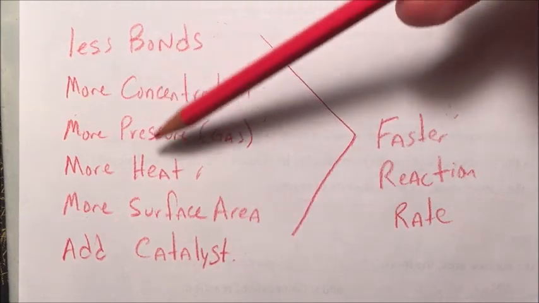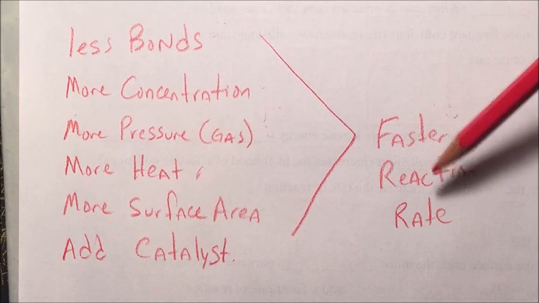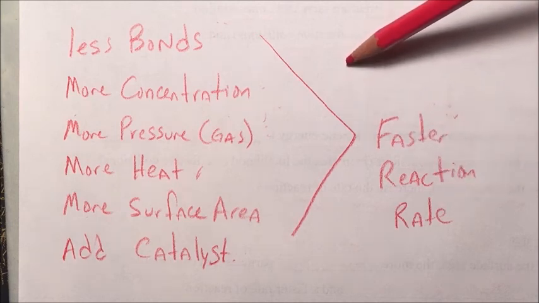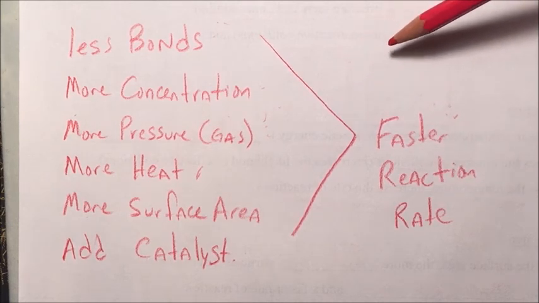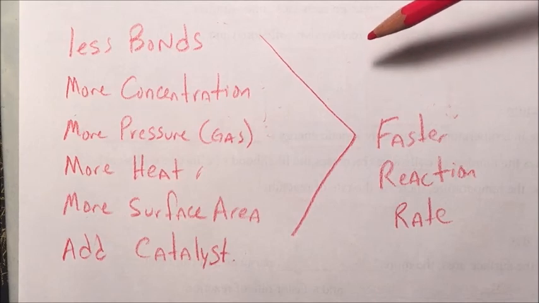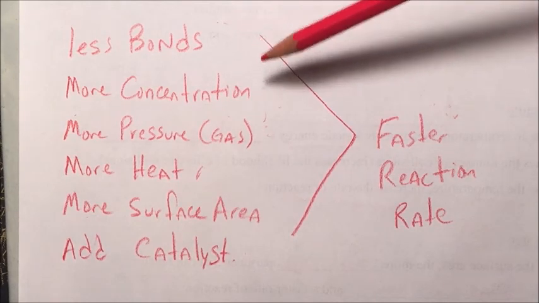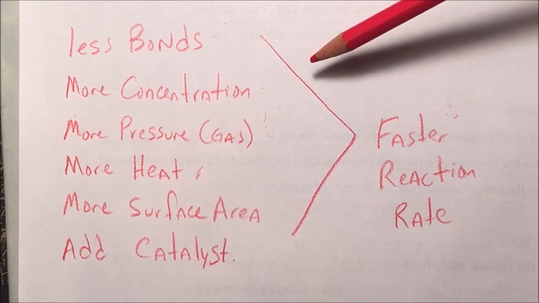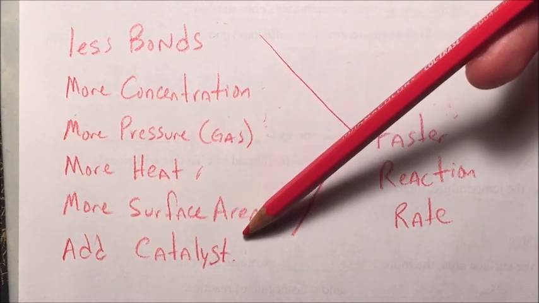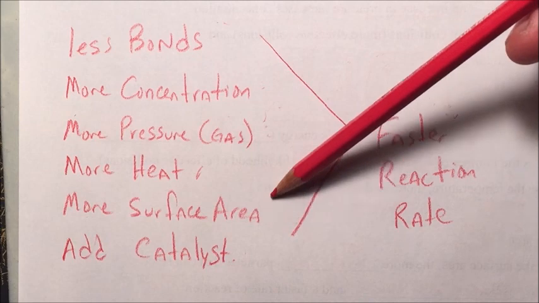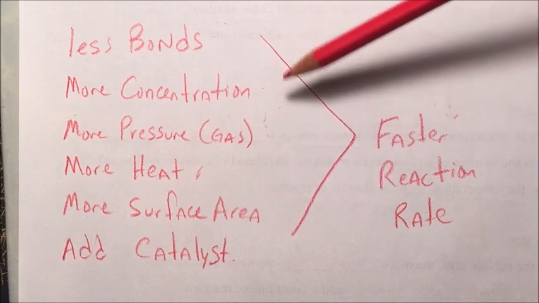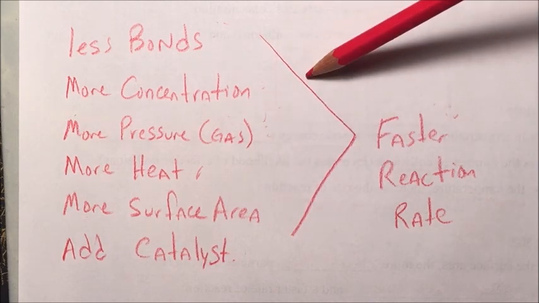The way that this fits into entropy is that reactions usually try to become more disordered. In order for us to have a reaction occur where we are creating something, we need to increase the chances of that happening and decrease the energy. That's where a catalyst comes in, and that's where these things come in to make more of those effective collisions.